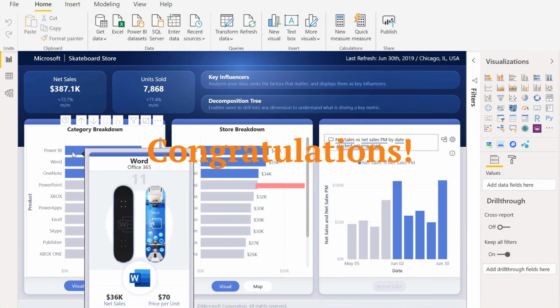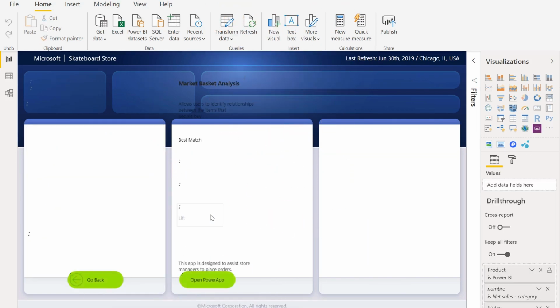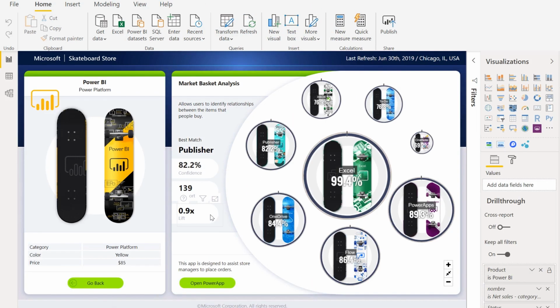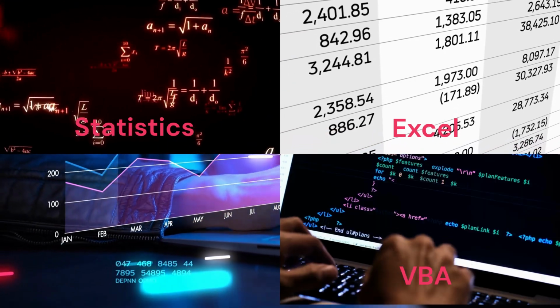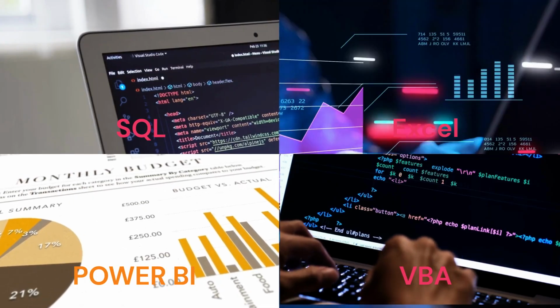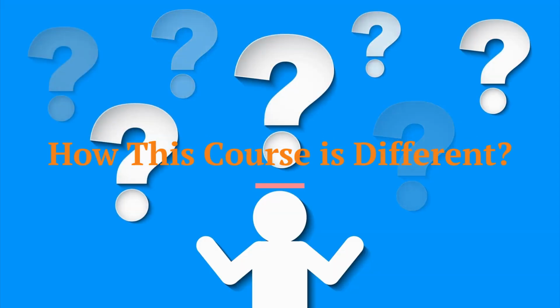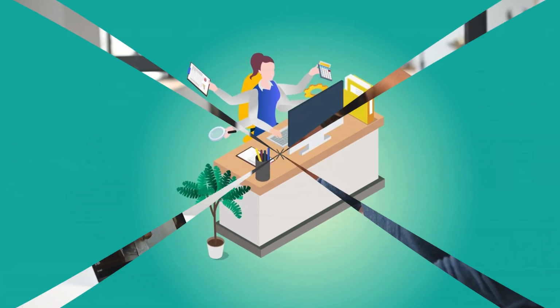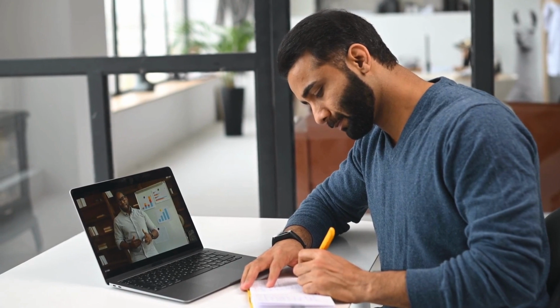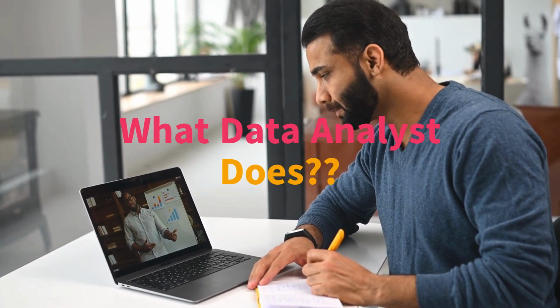Congratulations on taking the first step towards learning data analysis skills with Power BI and SQL. Our course covers a wide range of topics including data characteristics, basic statistics, Excel, VBA, Power BI and SQL. While there are many other courses available online for Power BI and SQL, this course stands out in its approach. We not only focus on the tools but also aim to provide a thorough understanding of what a data analyst does and what it takes to land a job in this field.